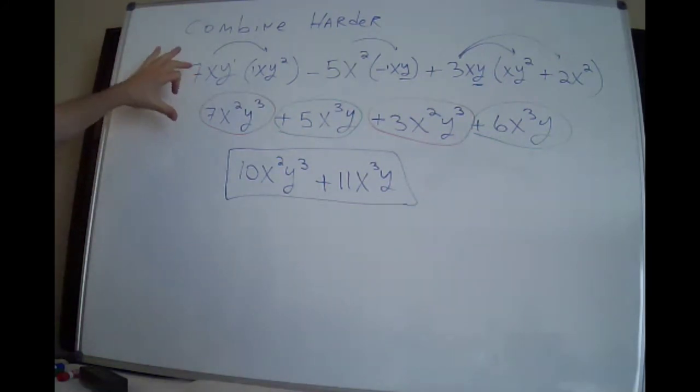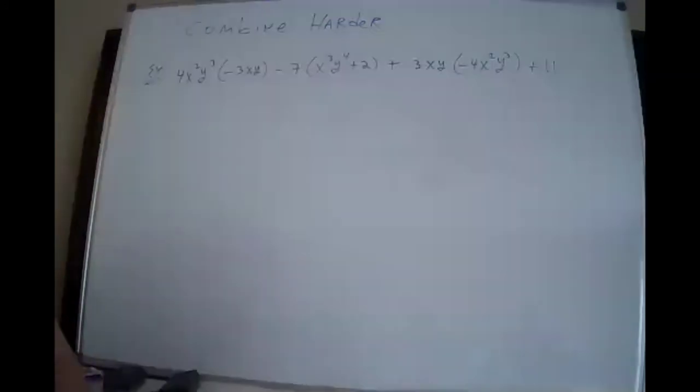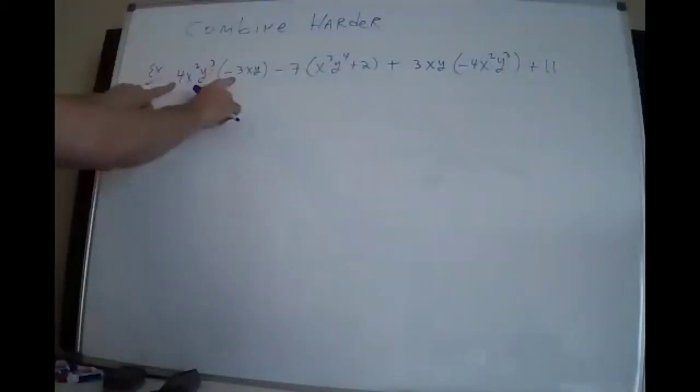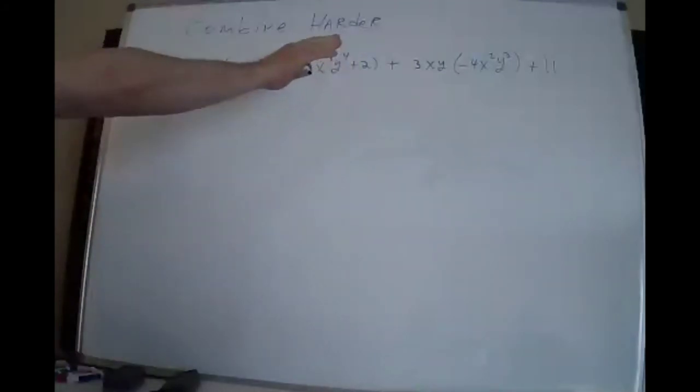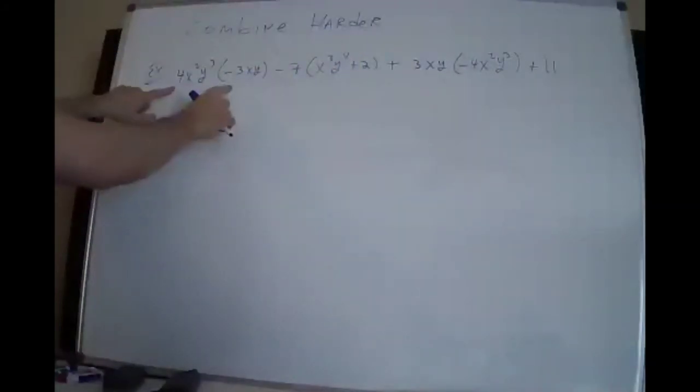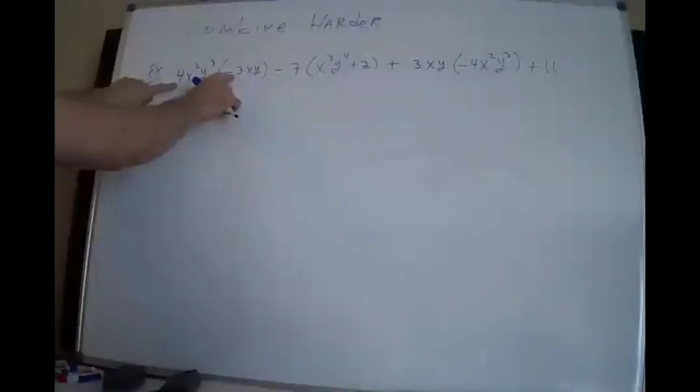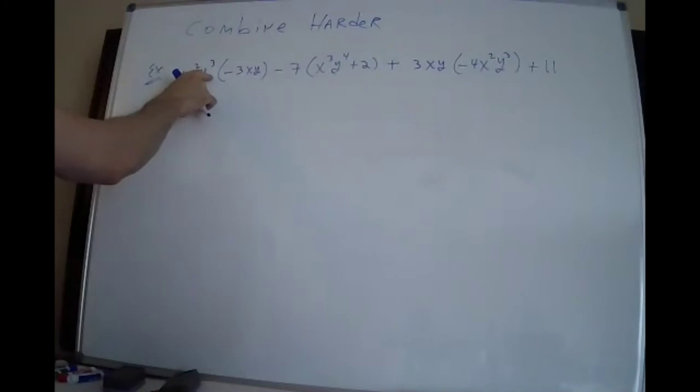This is a much more complex problem. You have to go slow when you do this one. Don't do it fast because you will make mistakes. All right, so take your time, watch your signs, and combine. So example number 3, I have been asked to do another one. There's a lot going on here and a lot of powers. So first you multiply. This is not 4 take away 3. This is 4 times negative 3.